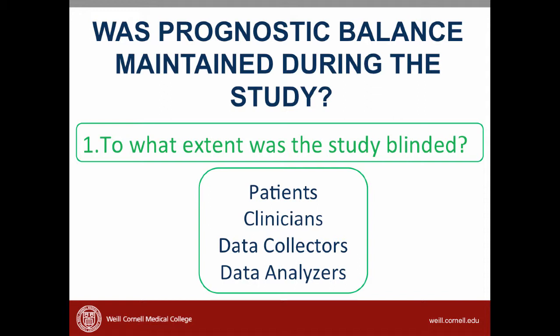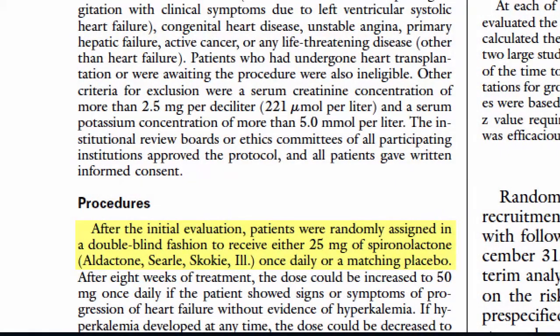And we ask ourselves the question, to what extent was the study blinded? If we go back to the methods section of the article, the researchers write, after the initial evaluation, patients were randomly assigned in a double-blind fashion to receive either 25 milligrams of spironolactone once daily or a matching placebo.